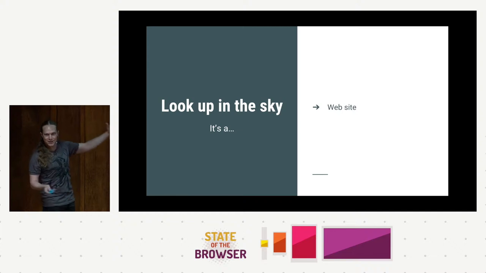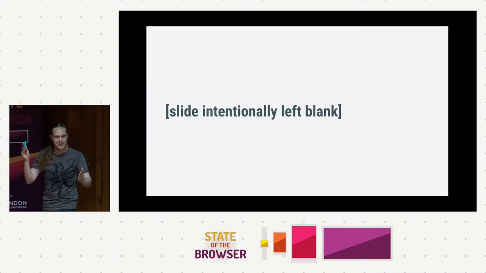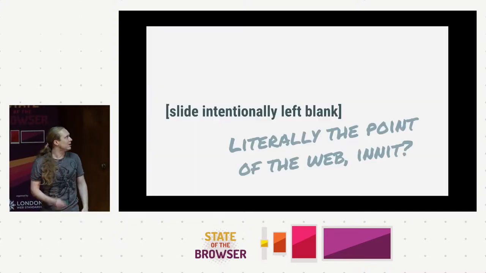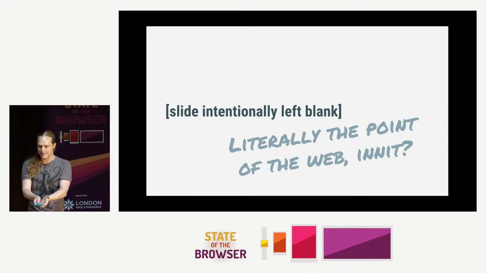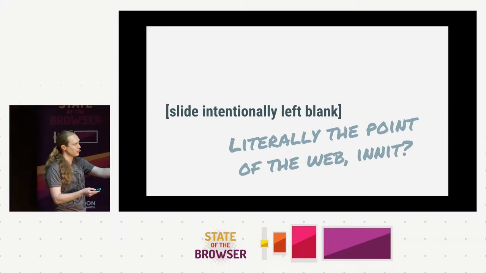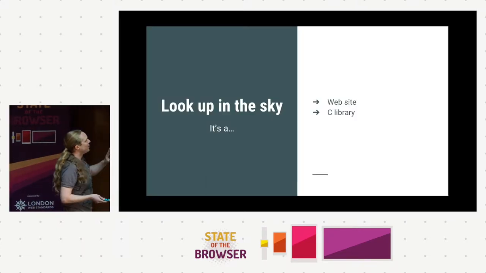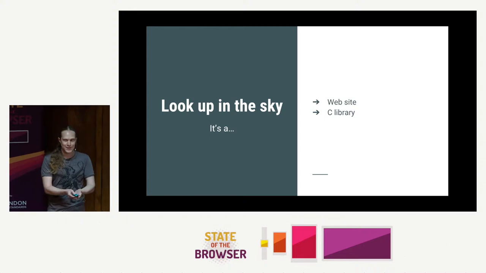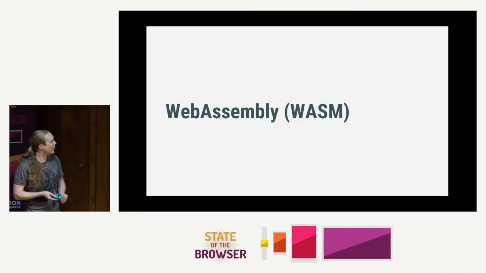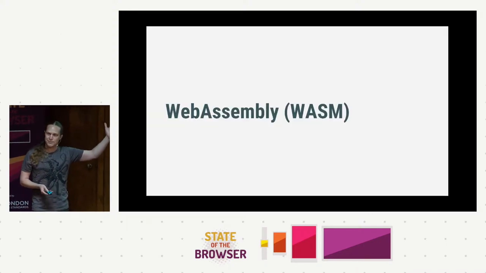So first, look up in the sky. It's a website. We'll skip that, because that's literally the point of the web, right? You hit a URL, and there's a page or a resource on the other side of it. But what if it was something else? And what if on the end of the URL is a C library? Or not quite that. This is where WebAssembly comes in.